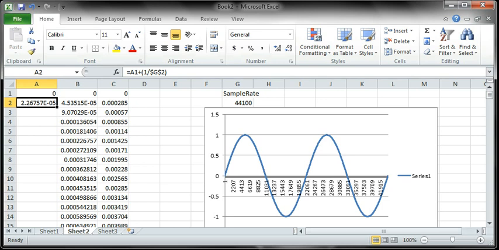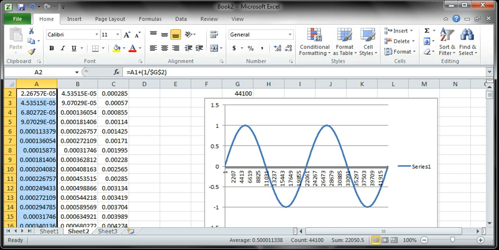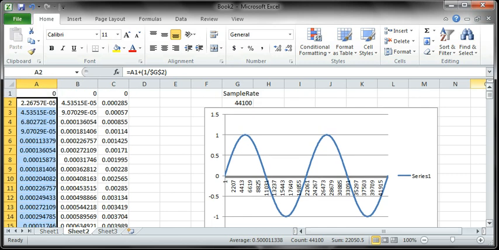So let's just take this guy here, A 44101, enter, control D. And let's look at our time. So this is just a linear piece for me to play with.